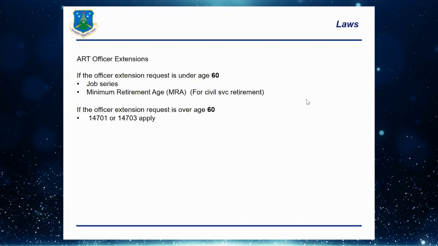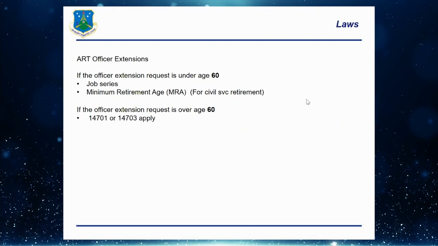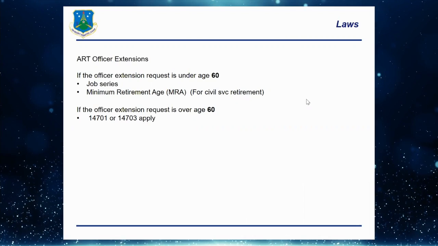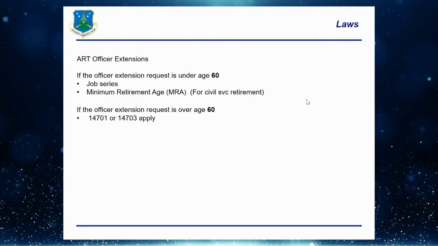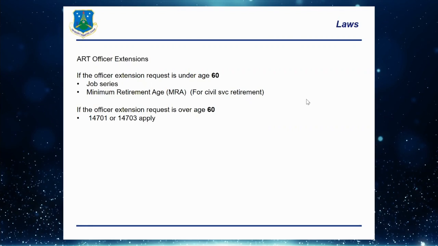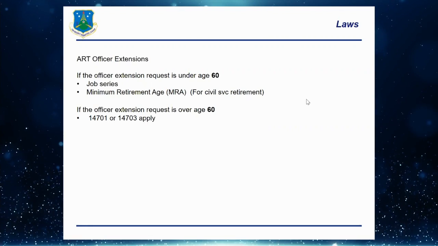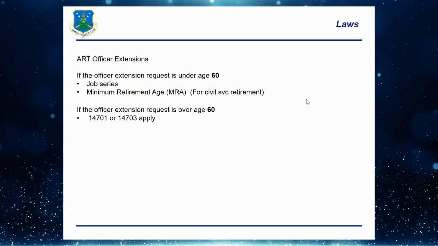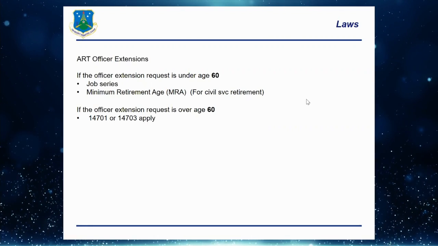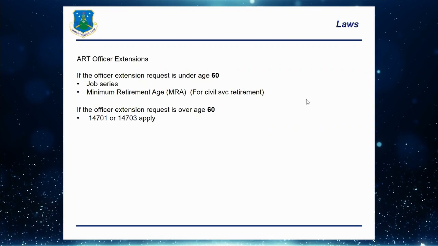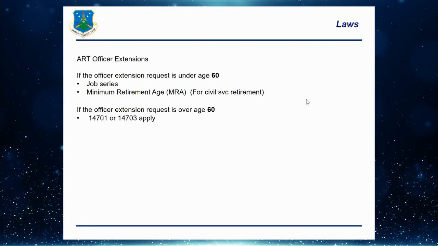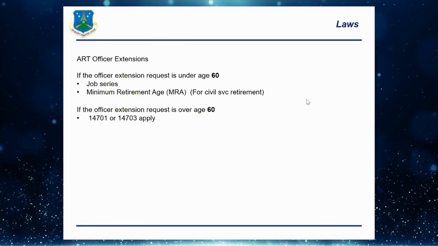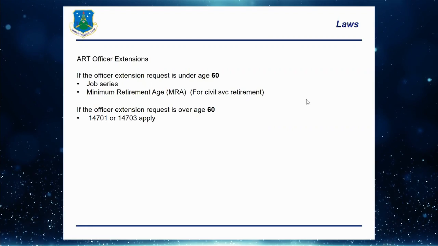Okay, now we're going to take a look at the ART officer extensions. I'm not going to go over this too much because ART officer extensions are the most different out of the group. That's because the service combines their military and civilian rules, but I'll go over the major parts. For officer extensions, if an officer extended request is under age 60, for example, if the request date is to 1 June 2022, and that's under the age of 60, they'll be covered under the ART program. Now, if this is the case, their job series and what we call the minimum retirement age come into play. The minimum retirement age for ART officers has to be met before requesting up to age 60. It's like a prerequisite.